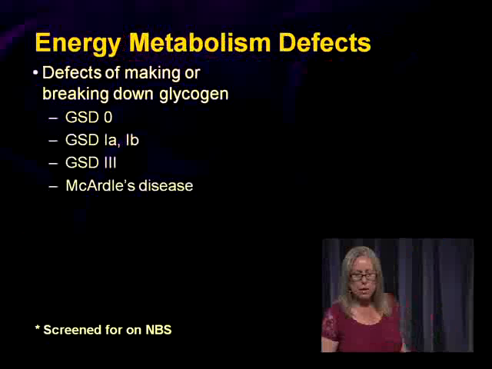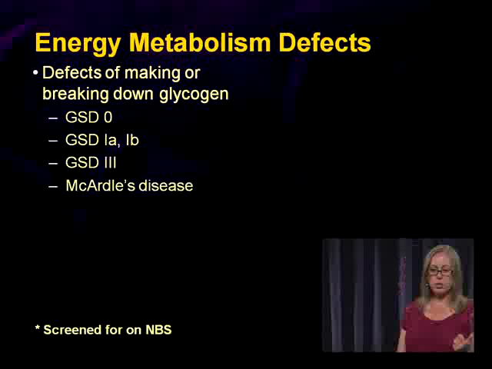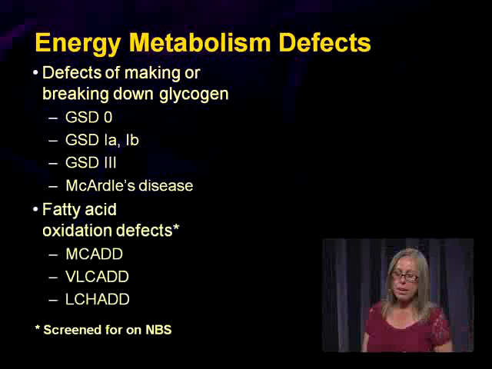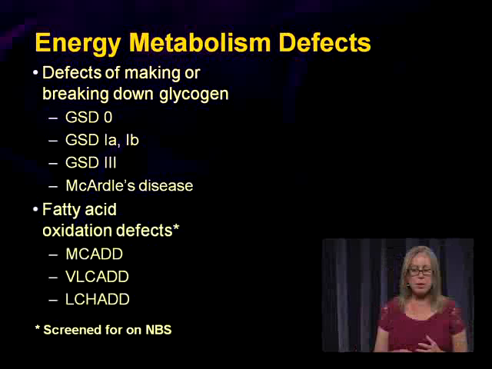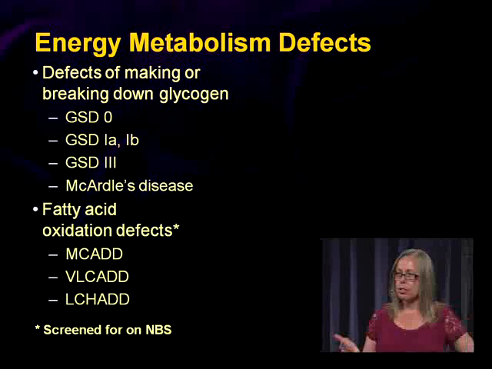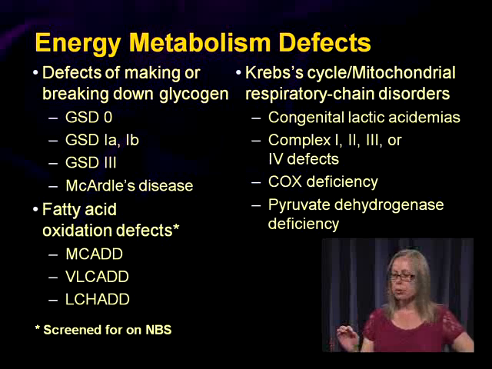So defects in making or breaking down glycogen: GSD or glycogen storage disease type 0, 1A and 1B, GSD type 3, and McArdle's disease we'll talk about. Fatty acid oxidation defects like MCAD, VLCAD, and LCHAD, and these are all screened for on expanded newborn screening with tandem mass spec. The Krebs cycle problems are in mitochondrial respiratory chain problems, so congenital lactic acidosis, your respiratory chain complexes 1, 2, 3, or 4 defects, a COX deficiency, or pyruvate dehydrogenase deficiency.